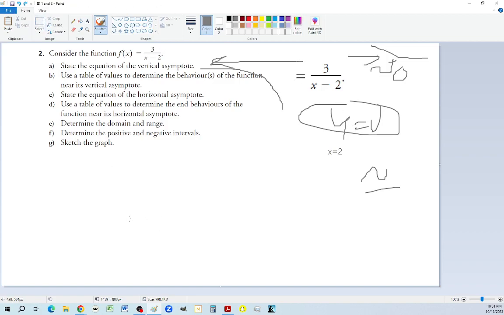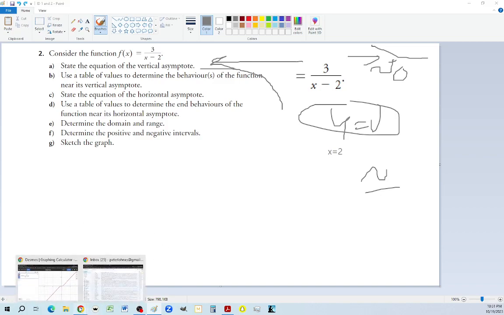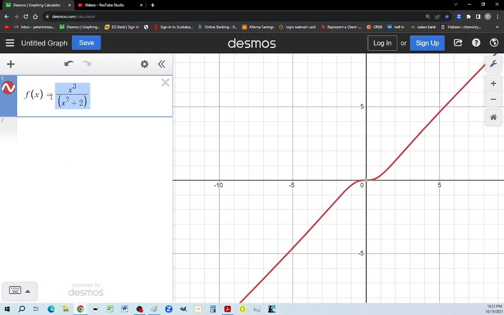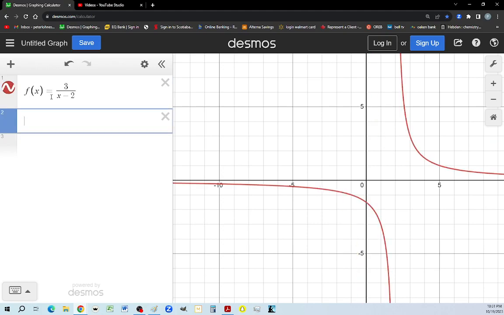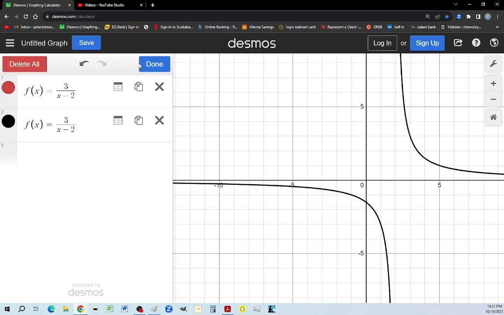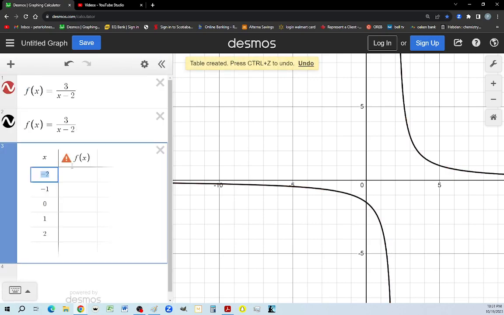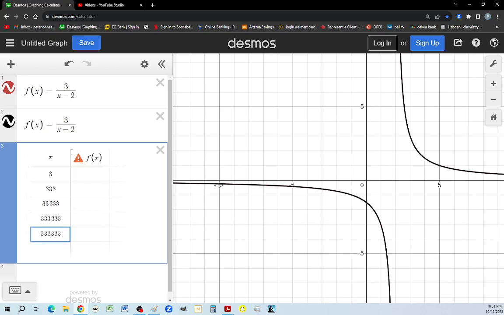You can also just do it in this. Let's see if I can get to it. There we go. 3 divided by x minus 2. And we can just do a table of values down here. We can just copy this here, put it down here and create a table of values. And we can make our values 3, 33, 303, 3033, and just keep going.